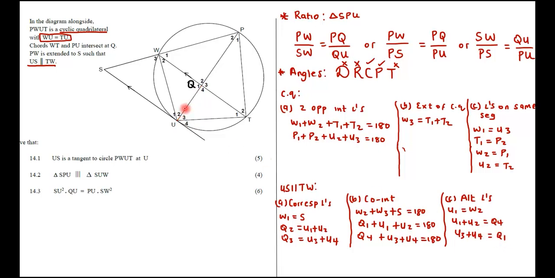And then from there, I have this line here. So in this line here, what do I have? I have U4 equals T1. Okay. And then from here, if you remember, we were told that WU is equal to TU, right? So WU is equal to TU. Okay, so what does that mean? So WU equals TU.